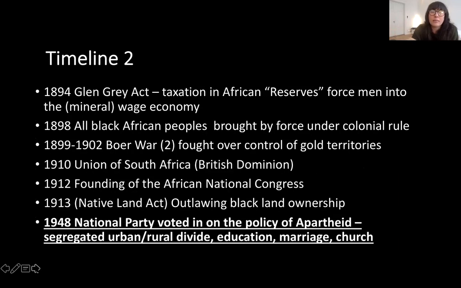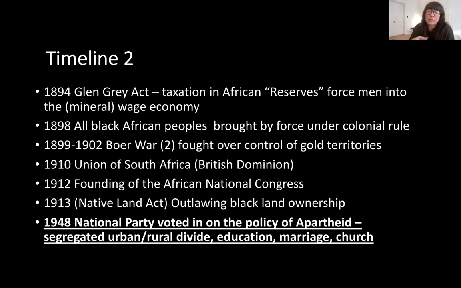Okay, and then skipping forward massively from there, in 1948, the National Party is voted into government on the policy of apartheid, which would then, over the rest of the 20th century, officially segregate South Africa's institutions and populations, and it's hard to overstate the totality of this segregating program.